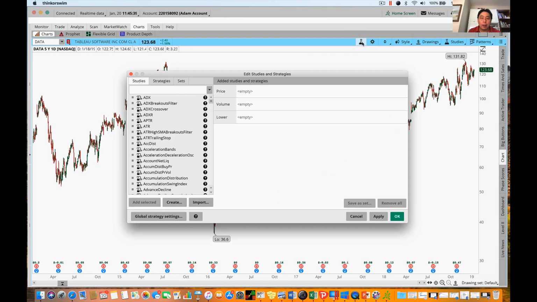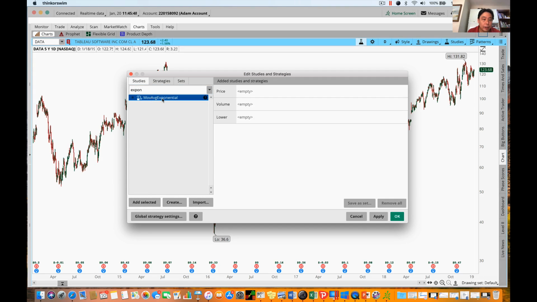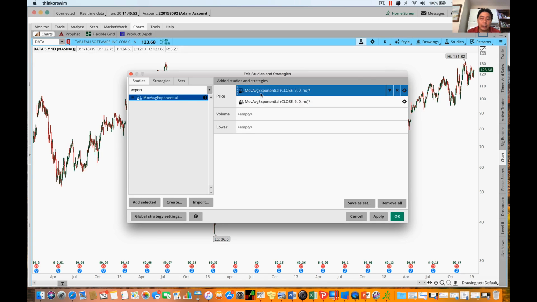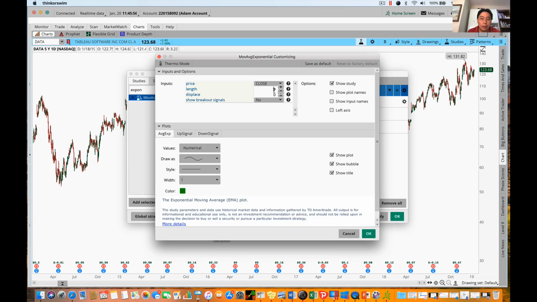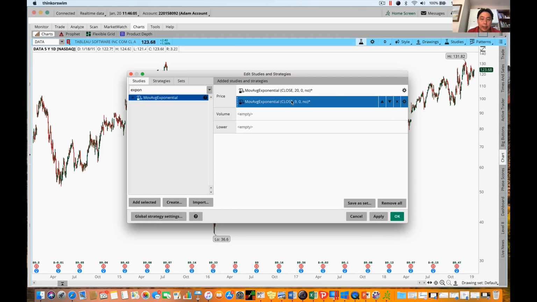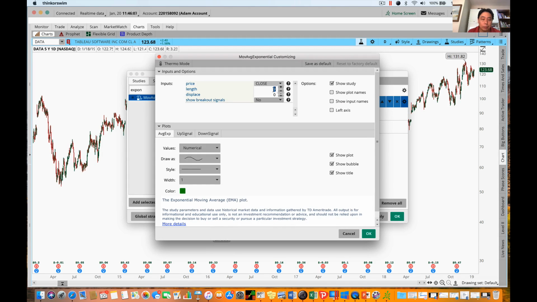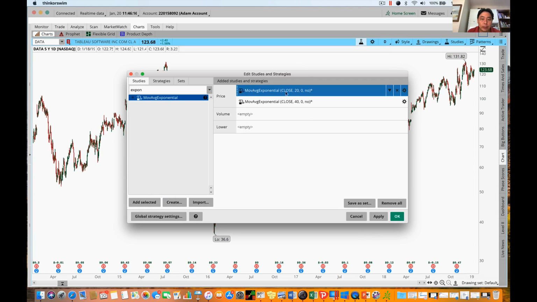So we're going to go to studies over here. And we're going to put in the exponential moving average. And click on that. And click again. So we're going to have two EMAs. And the first one would be the 20 EMA. We're going to use red for that. And the second would be the 40 EMA. So 40. I'm going to use blue for that. Right. So again, we've got the 20 exponential and 40 exponential moving averages.